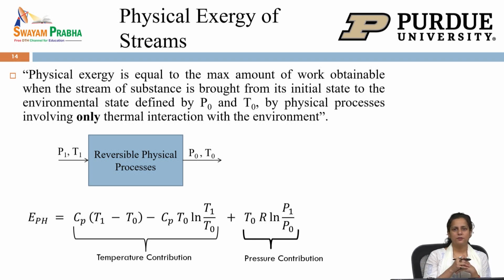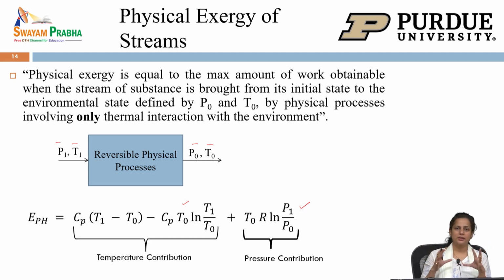So when you calculate the physical exergy for this, now here what you are saying is that you have a pressure gradient, so you will consider the contribution of pressure gradient, and you also have the temperature gradient, so you will consider the effect of the temperature gradient. So here our EPH will have Cp (T1 minus T naught) is the enthalpy change, and then the entropy, so minus Cp T naught ln(T1 by T naught). So that gives us the temperature contribution to our physical exergy calculation for a stream. And the next one is our pressure contribution, which is T naught R ln(P1 by P naught). So we have independently seen the pressure gradient exergy calculation and the temperature gradient.